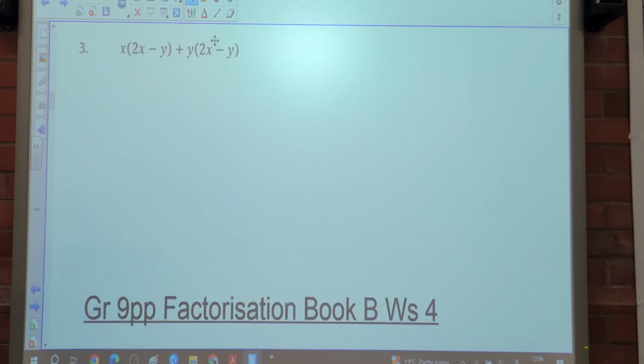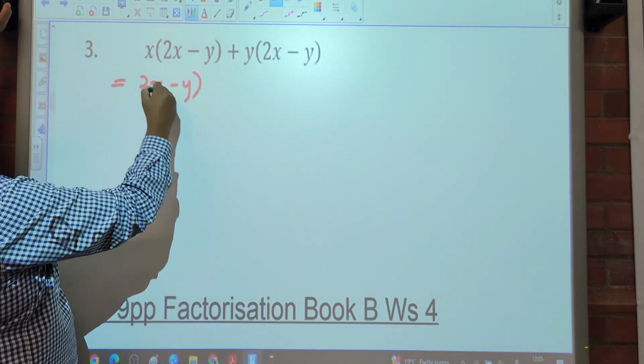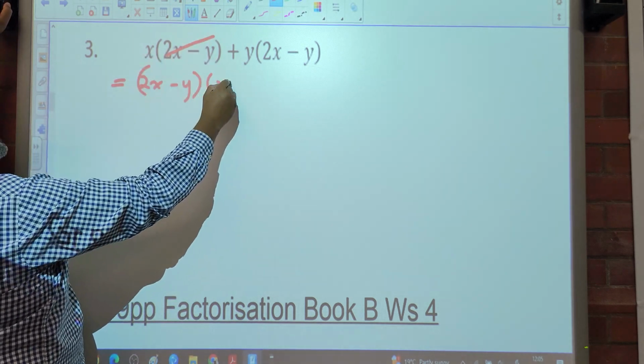Let's look at the next one. You've got x into 2x minus y plus y into 2x minus 1. What is common? 2x minus 1. What are we left with? x.